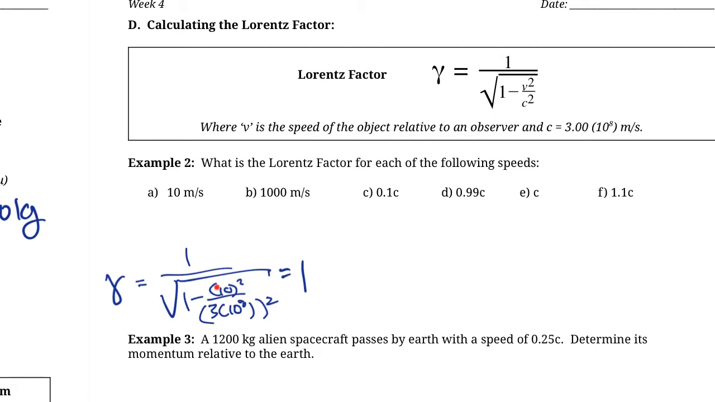We have this 10 squared here, but we're dividing it by this ginormous number, right? 3 times 10 to the 8 squared is like saying 9 times 10 to the 16. So that's going to have a lot more zeros than what's on top. So basically, if you're dividing a small number by a much bigger number, it's going to be about 0, very close to 0. So you're basically doing 1 minus 0, which is just 1. And 1 over the square root of 1 is just 1. So this basically comes out to 1. The Lorentz factor is 1.